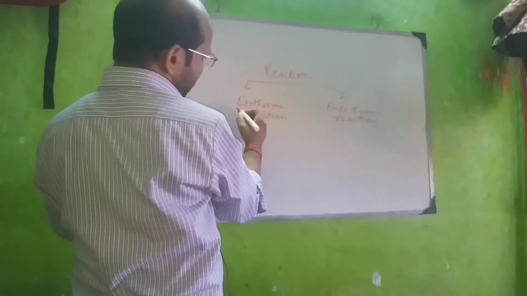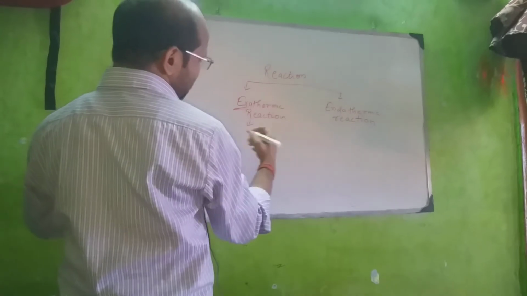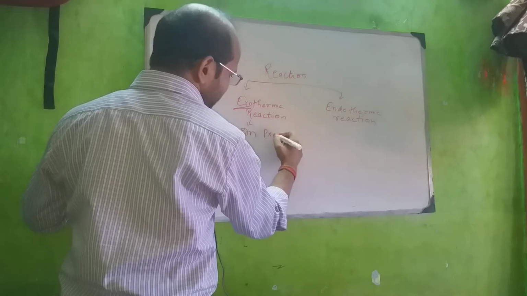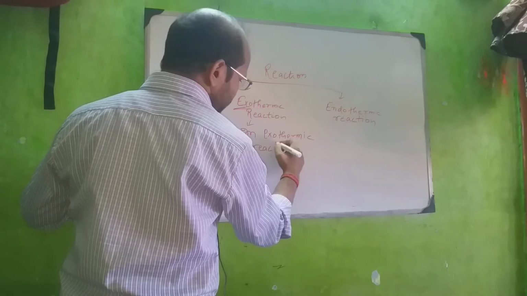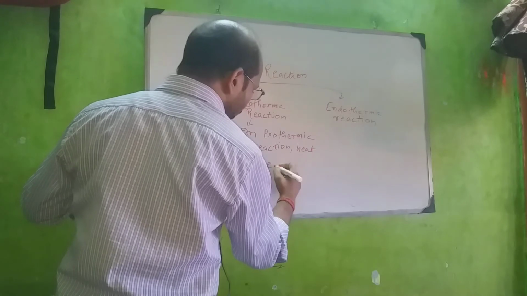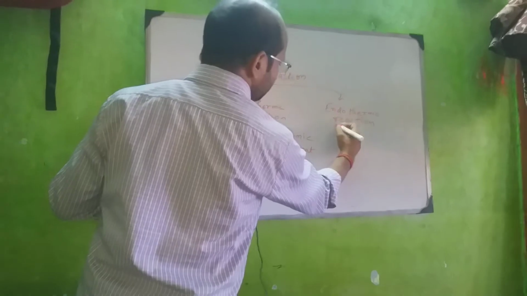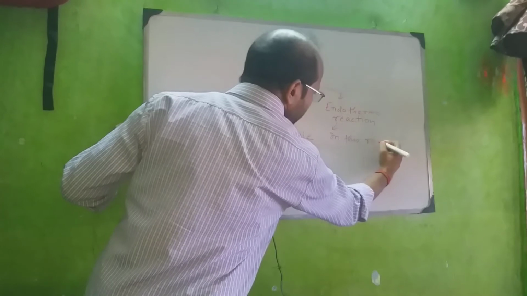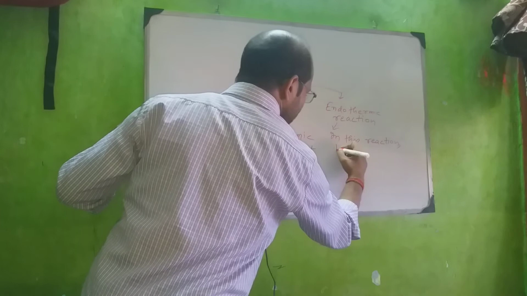So what is exothermic? Exo means exit, means coming out. So in exothermic reaction, what happens? Heat is given out. I am writing it over there. In exothermic reaction, heat is given out or heat is evolved. We can write given out or evolved also. Okay. And in endothermic reaction, what happens? In this reaction, heat is absorbed.